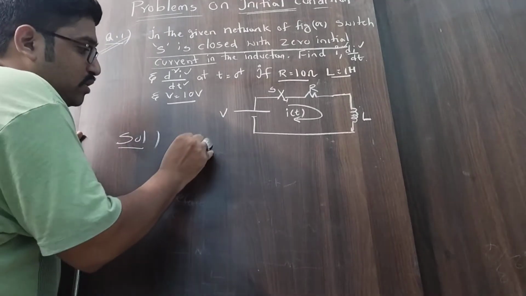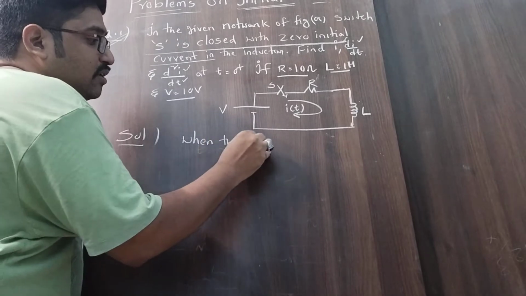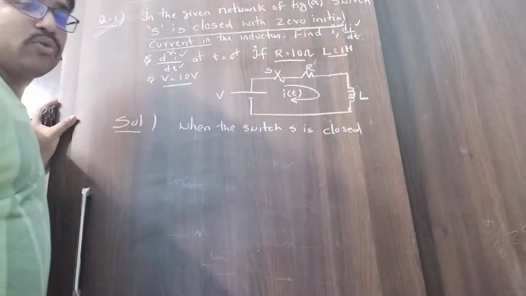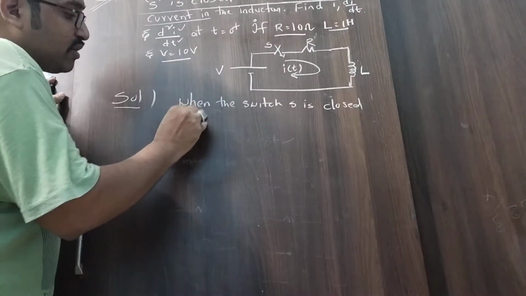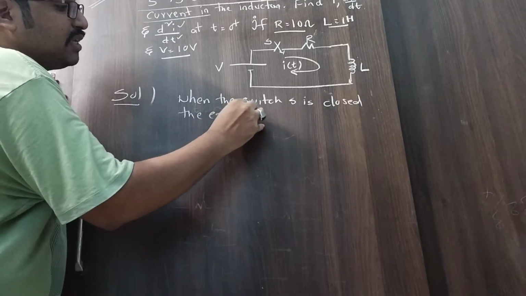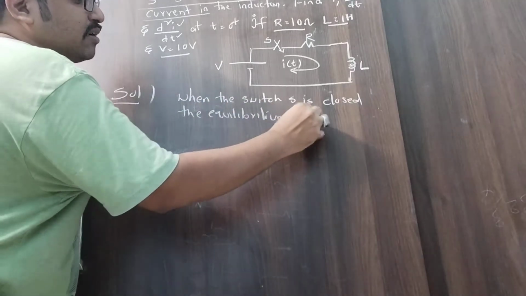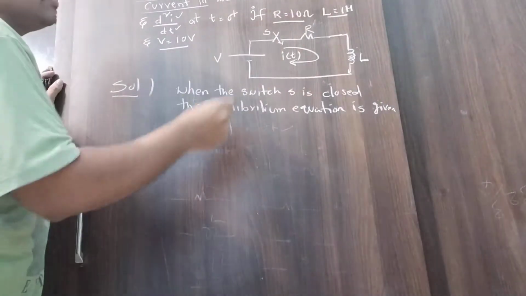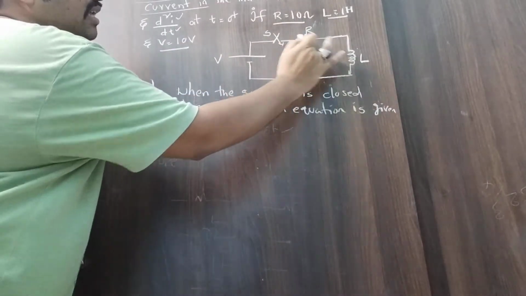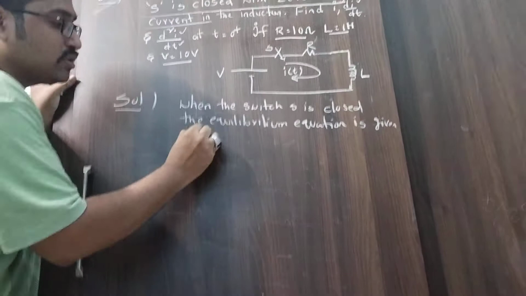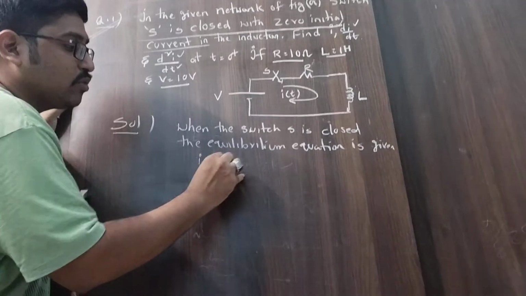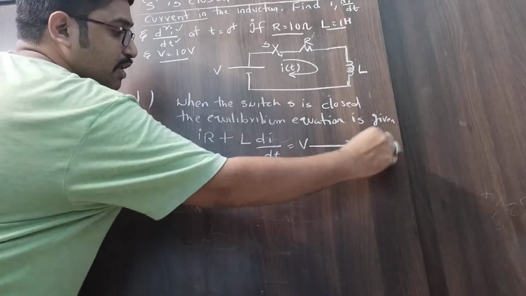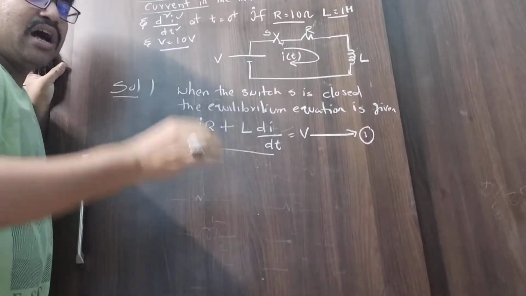When the switch S is closed, the current will flow. The equilibrium equation is given by I into R plus L into di divided by dt is equal to V. This is your equation number 1. If you know this equation, half of the problem is completed.